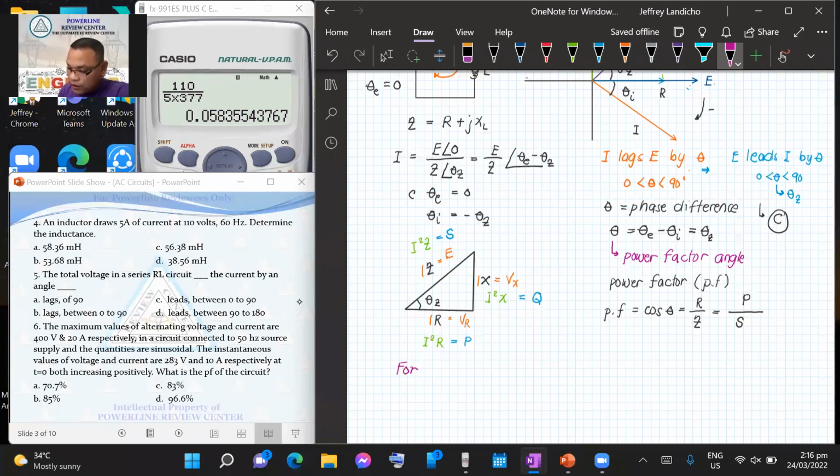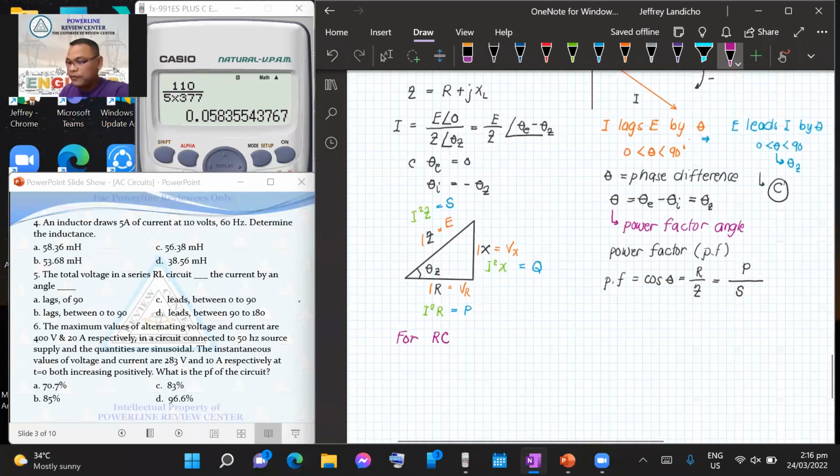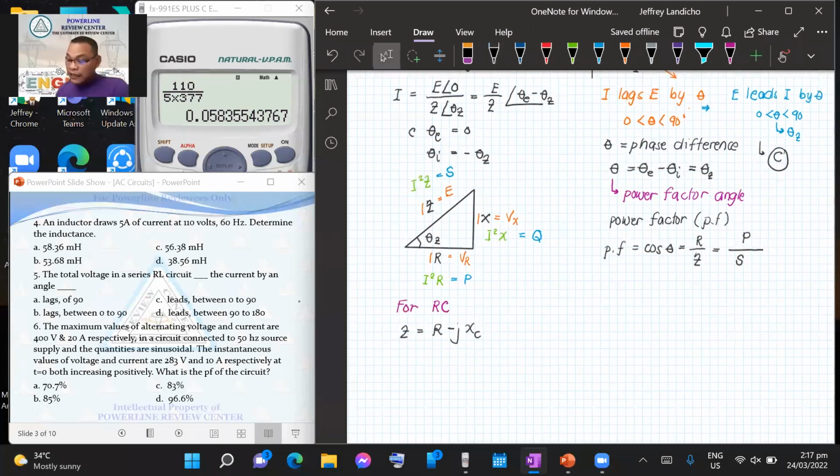Hindi ko na lang i-derive for RC circuit. Ang impedance natin, you have the resistance. Kanina nakita natin that the reactance offered by our capacitance is negative. So that is negative X sub C. Kaya yung ating impedance triangle, right triangle pa rin, pero pababa lang siya. No? Ilang pinagkaiba. Ayan lang yung ating magiging impedance triangle.